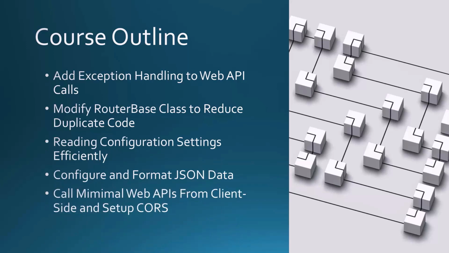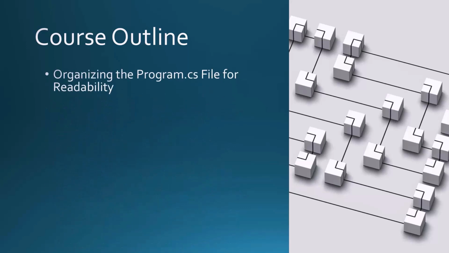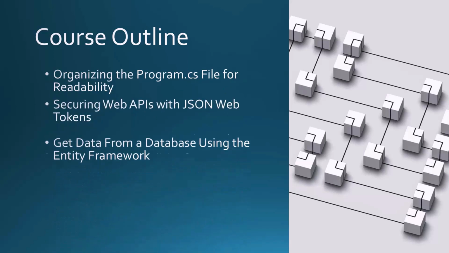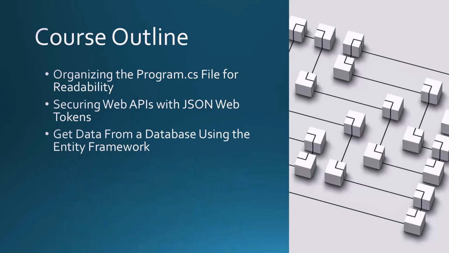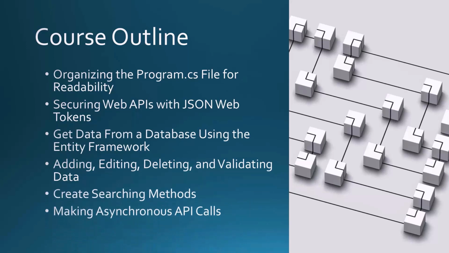We're going to call minimal web APIs from client side and set up CORS. We're going to learn how to organize the Program.cs file for maximum readability. We're going to secure your web APIs using JSON web tokens. We're going to get data from a database using the Entity Framework, learn how to do adding, editing, and deleting and validating of your data. We're going to create some searching methods, and finally, we'll take a look at making asynchronous API calls.